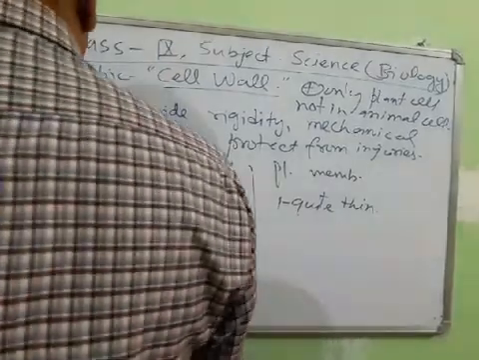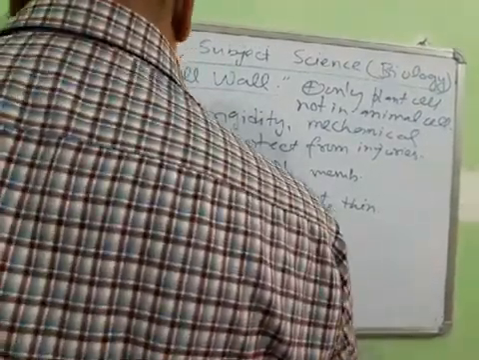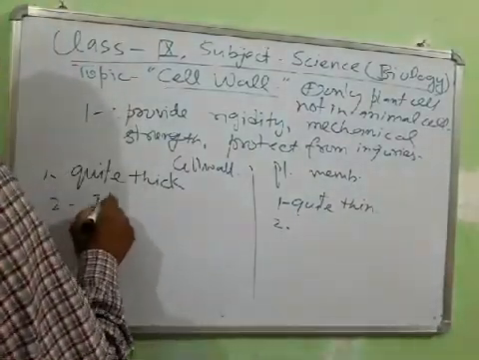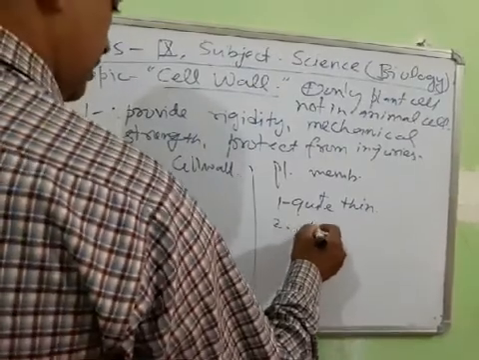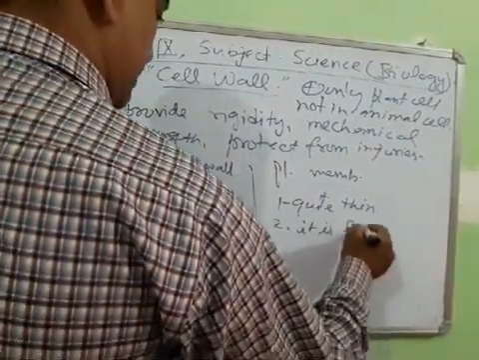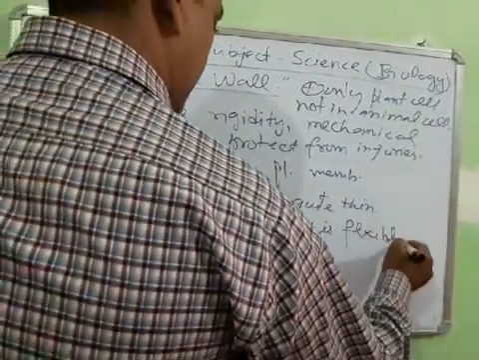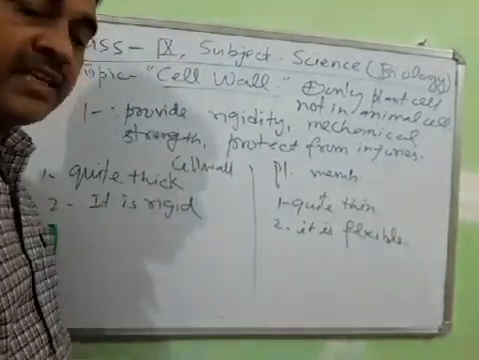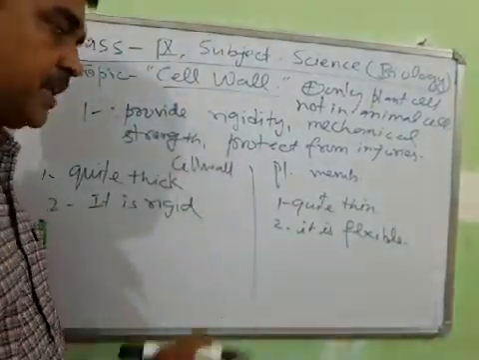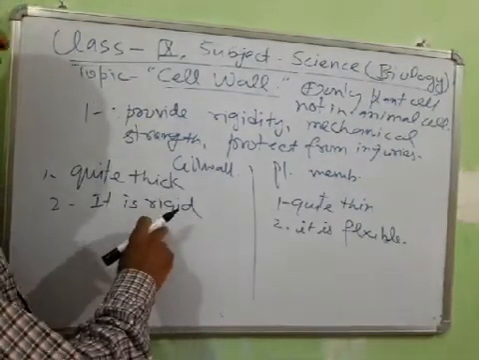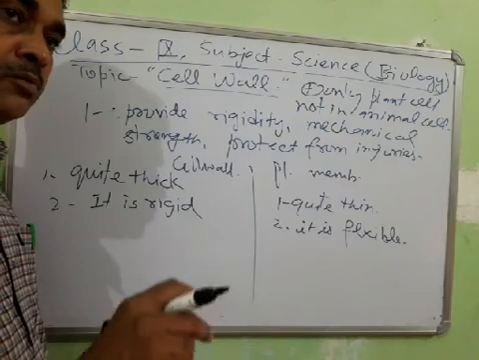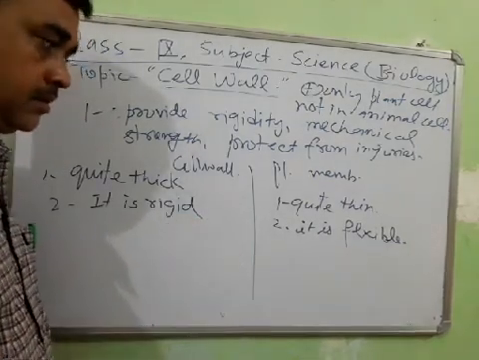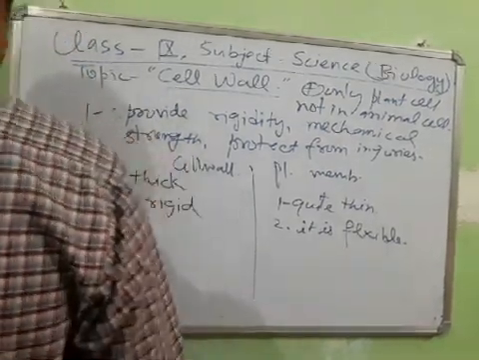And next, it is rigid, it is flexible. So the plasma membrane is generally flexible, the cell membrane, and the cell wall is rigid, it provides stagnancy to the plants. It is also responsible for the growth of the plant. And you can write down some more.